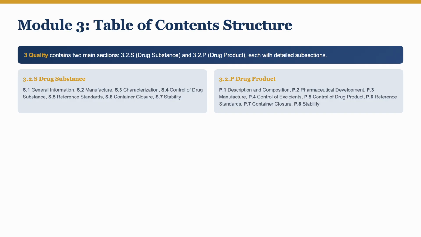The Drug Product section, 3.2.P, has 8 main subsections: description and composition, pharmaceutical development, manufacture, control of excipients, control of drug product, reference standards or materials, container closure system, and stability. Notice how the structure parallels between drug substance and drug product, making it easier to navigate and ensuring comprehensive coverage of quality requirements.